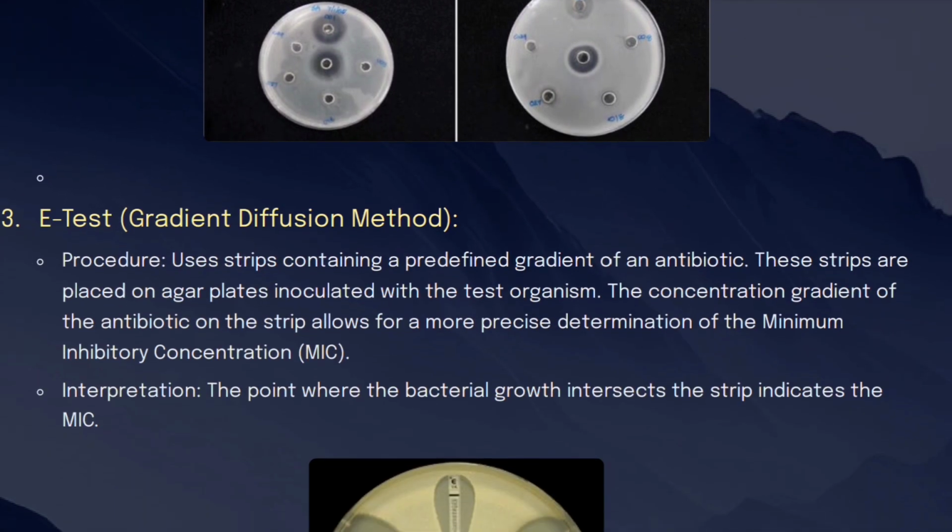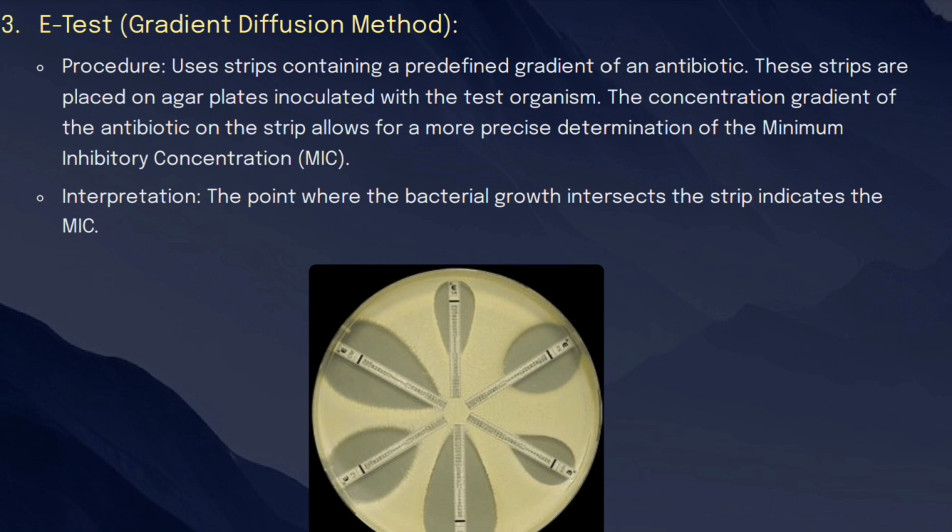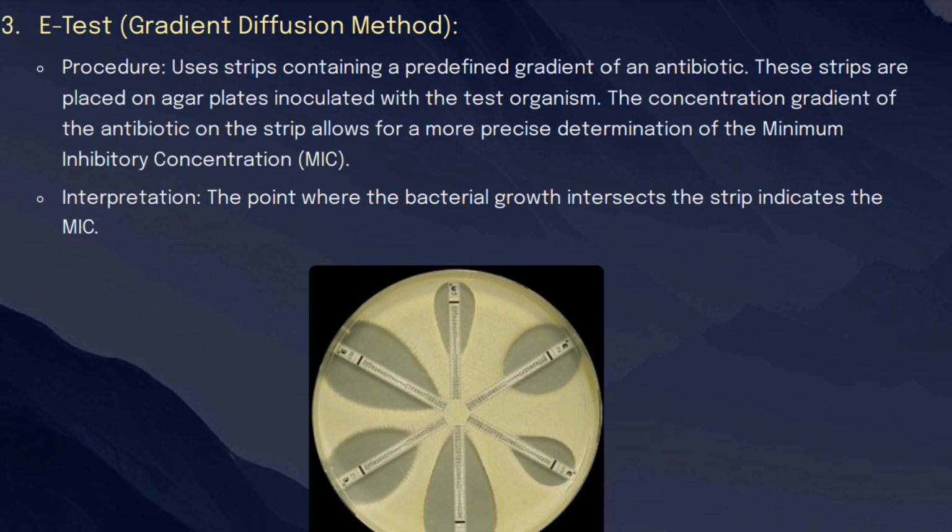3. E-test, gradient diffusion method. Procedure. Uses strips containing a predefined gradient of an antibiotic. These strips are placed on agar plates inoculated with the test organism. The concentration gradient of the antibiotic on the strip allows for a more precise determination of the minimum inhibitory concentration, MIC. Interpretation. The point where the bacterial growth intersects the strip indicates the MIC.